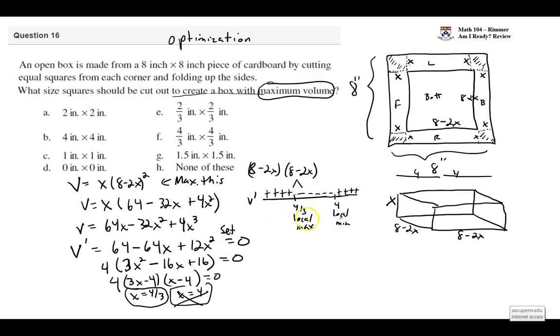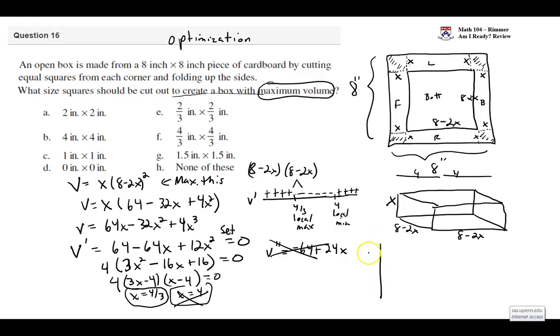but we need to show why this is an absolute max, and we can argue that by talking about how the second derivative, which is going to be negative 64 plus 24x. Well, now that's going to change sign too. So, can't argue with that. If your second derivative didn't change sign, that would be proof that you have an absolute max. So, abandon that. And when x is 4/3, we have a local max.